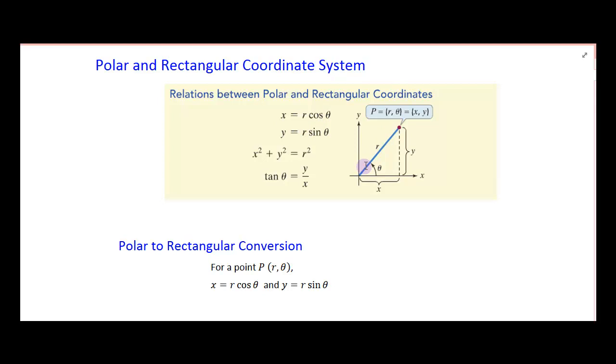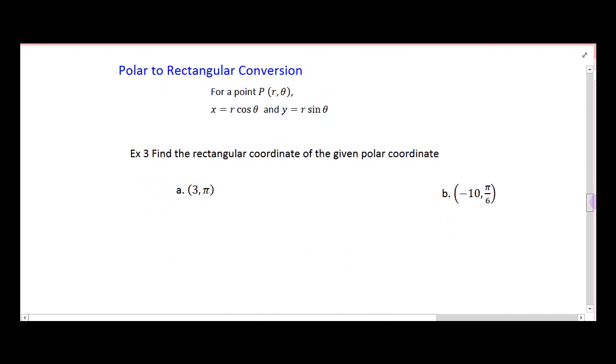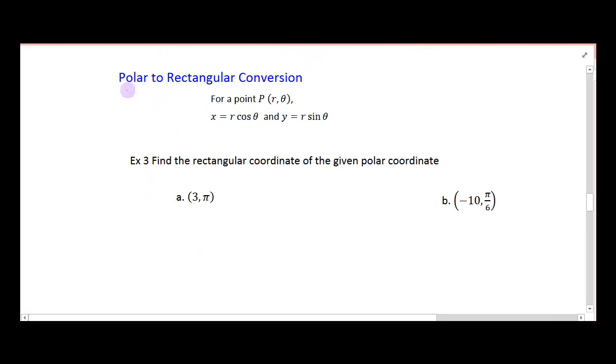Of course, this r right here, which is the hypotenuse of a triangle, can be found by Pythagorean's theorem. And then theta is represented by inverse tangent of y over x, or the tangent of theta is equal to y over x. So those are the relationships that we have that are consistent in helping us move between polar and rectangular coordinates.